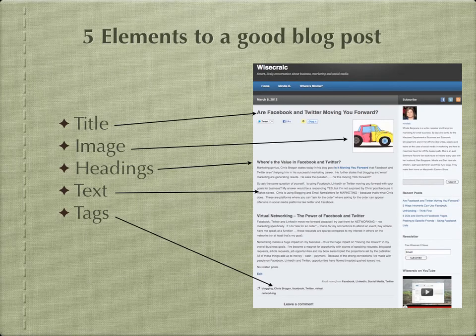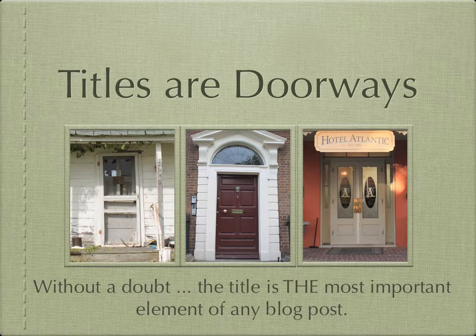When you're writing a post, there's 5 elements to consider. The title, having an image, putting headings in your post, and then of course the text and content, and then tags. Most bloggers are interested in the text. When they sit down to write a post, their focus is the text of the content that they're putting into the post. However, the most important thing about a post is the title. And that's because the title will determine by about 80% whether or not that post is ever read.